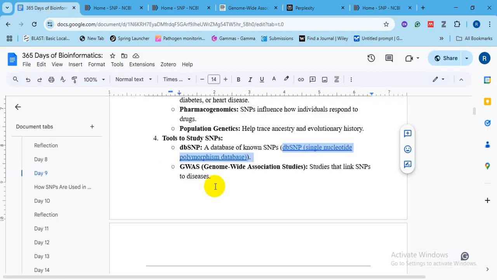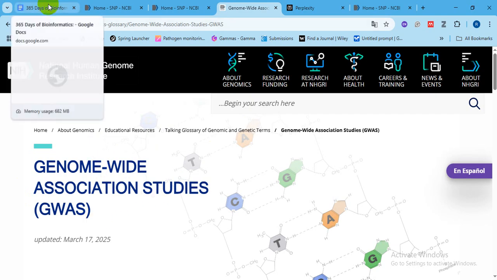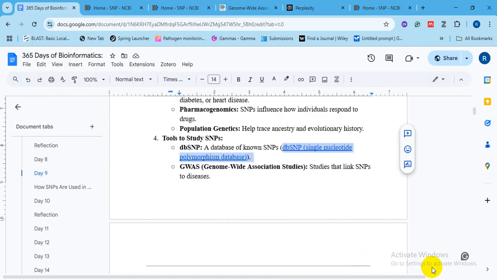I'm so sorry. What other tools are there to study SNPs? Genome-wide association studies. They are studies that link the SNP to disease. I do the same. I take a copy, I Google it, and this is the National Human Genome Research Institute page on Genome-Wide Association Studies. What else? So these are the tools.